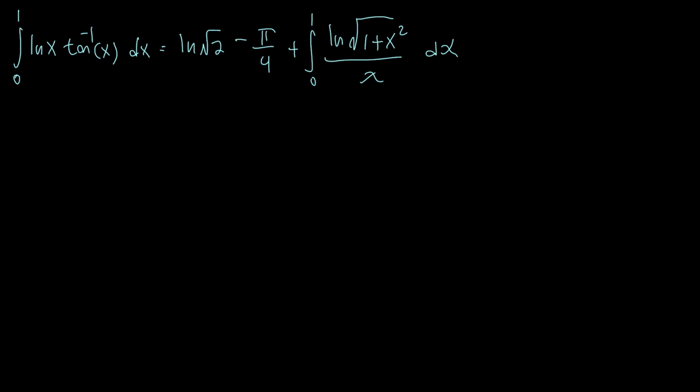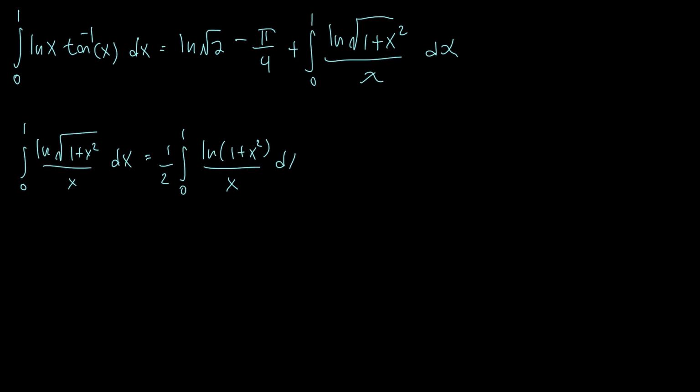We now have that our integral is the natural log of the square root of 2 minus pi over 4 plus the integral from 0 to 1 of the natural log of the square root of 1 plus x squared over x dx. And now we'll focus on this other integral. So you have the integral from 0 to 1 of the natural log of the square root of 1 plus x squared over x dx. You can rewrite this as 1/2 the integral from 0 to 1 of the natural log of 1 plus x squared over x dx.